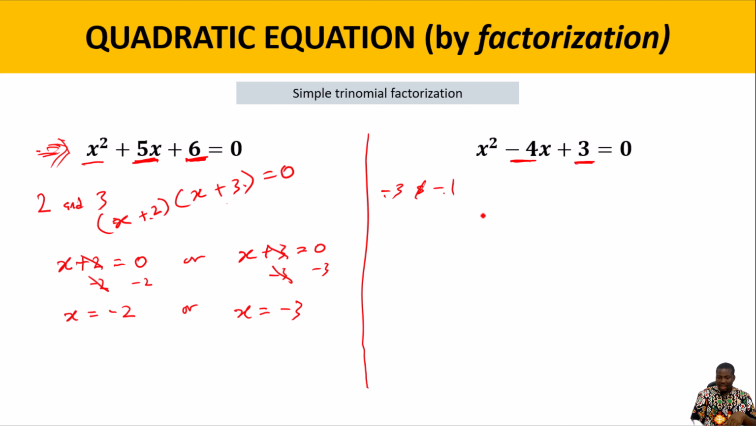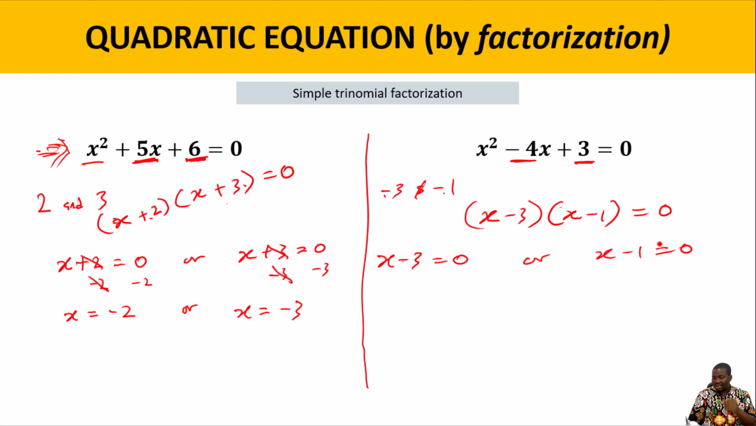So I can say x minus 3, x minus 1 equals 0, which means it's either x minus 3 is 0, or x minus 1 is 0. Let me just say this again. Just imagine that x minus 3 is 0. Whatever x minus 1 is, you multiply it by 0, you get 0. And if x minus 1 is 0, whatever x minus 3 is, you multiply it with 0, you get 0. So that's why we always say that it's either x minus 3 is 0 or x minus 1 is 0.